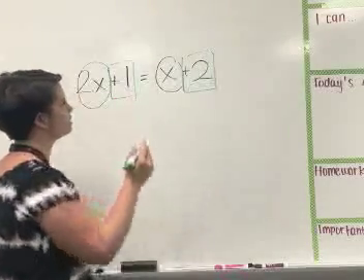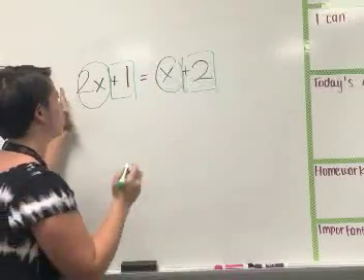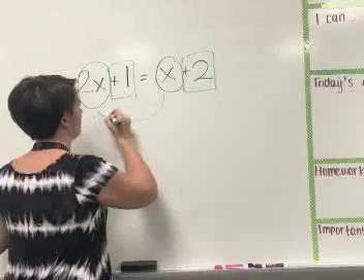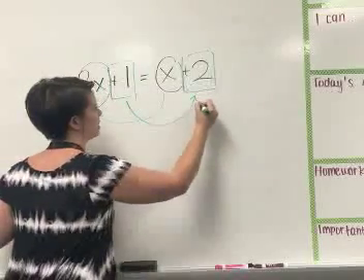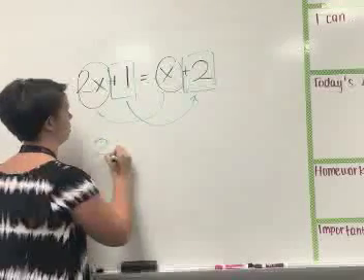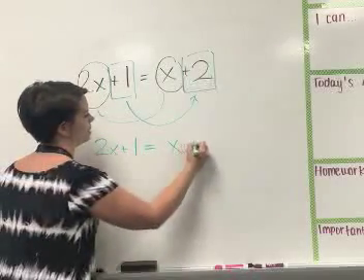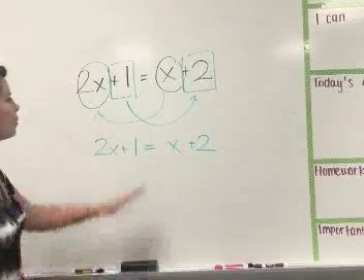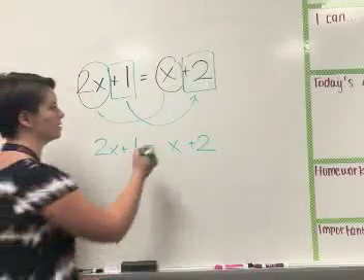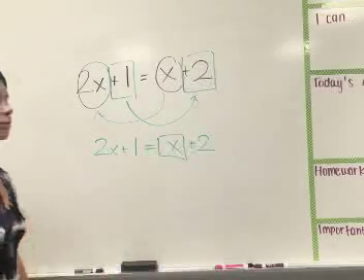So, let's go ahead and bring this x to this side and this 1 to this side. I'm going to rewrite the equation real quick, you guys. 2x plus 1 equals x plus 2. So if I want to bring this x over, is this a positive number? Yeah, right? It's just x, just a positive variable, right?